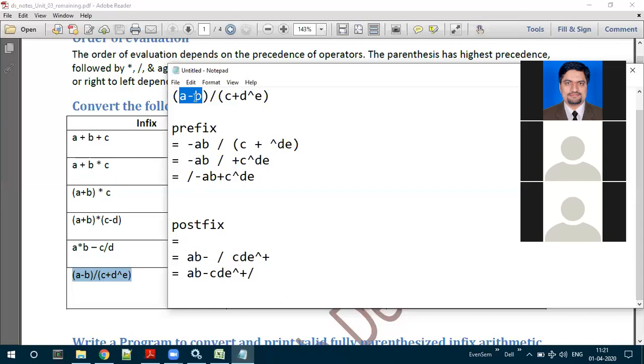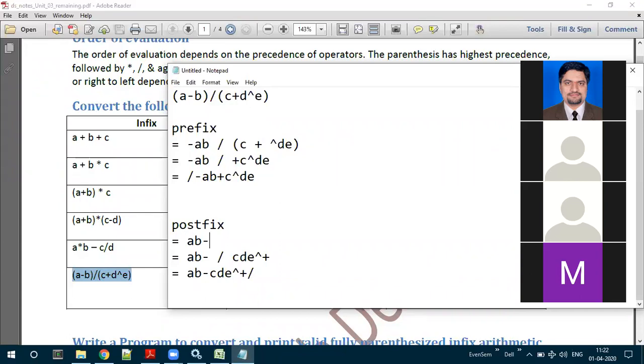So to convert this A minus B into postfix, first we need to write the first operand. What is the first operand? A. Second operand is B. What is the operator? Minus. Okay. Then the next part is division. Division as it is. Then we have what? These brackets. We have to solve this particular bracket.